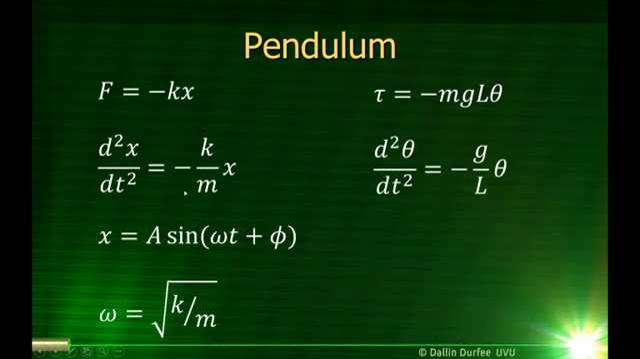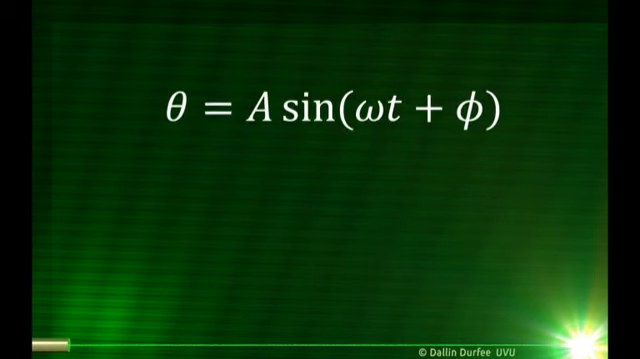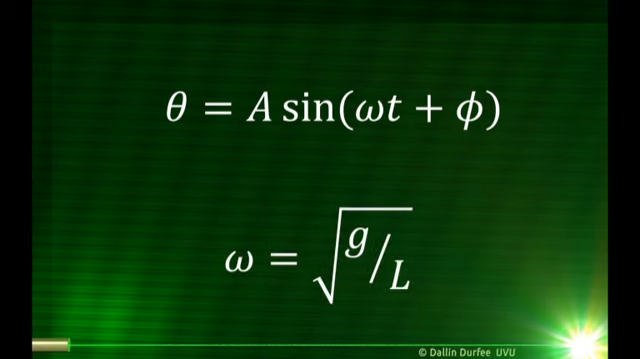And instead of having a constant, negative k over m, we have a constant which is negative g over L. So the solution for theta ought to be the same as the solution we found over here, only in this case omega is going to be the square root of g over L instead of the square root of k over m. So groovy. We have an equation that describes what a pendulum does.